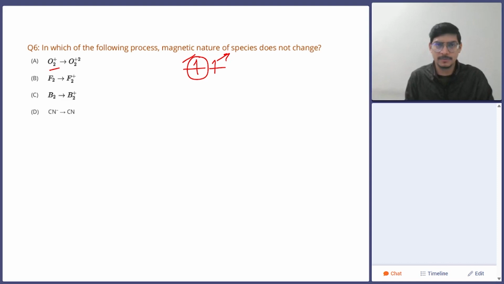F2 is diamagnetic because it has 18 electrons, and all these, sigma, pi star 2px and pi star 2py, are completely filled. If we remove one electron, yes, the magnetic nature changes again, right?